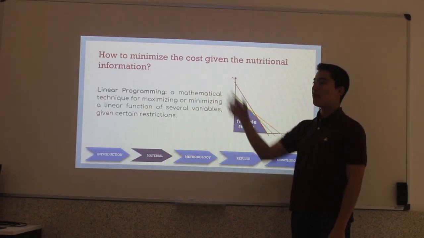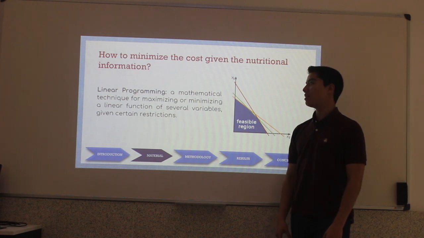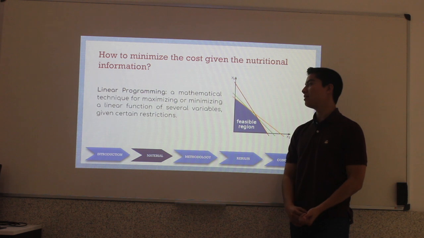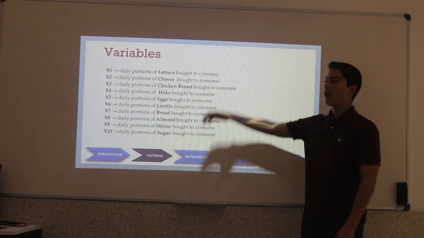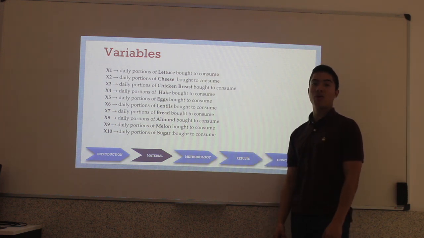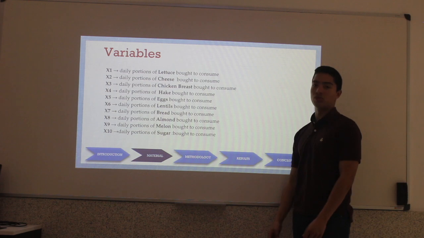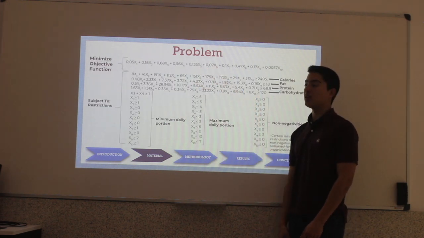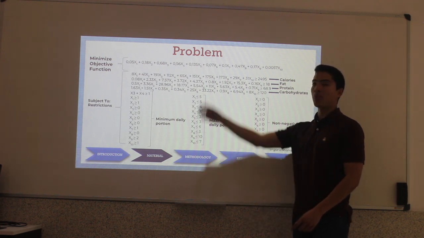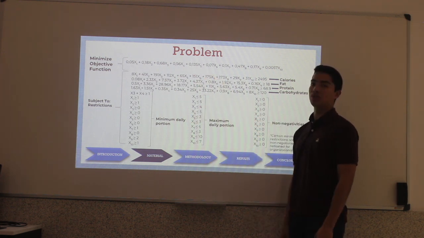Okay, so to solve this problem, we will use linear programming, which is a mathematical technique for maximizing and minimizing a linear function of several variables given certain constraints. Our variables in this case will be the daily portions of each of the goods in the basket that we need to buy to consume daily. First, we need to build our objective function, which is the sum of the product of the prices and the daily portions we need to buy.